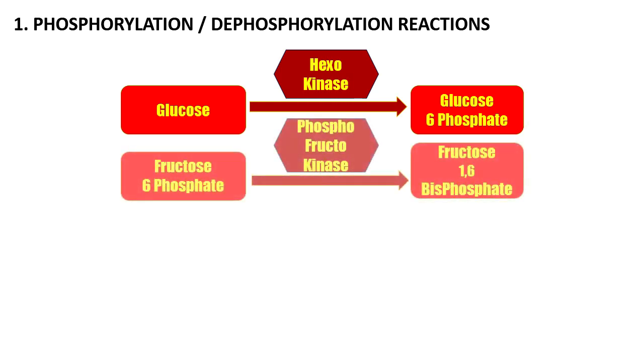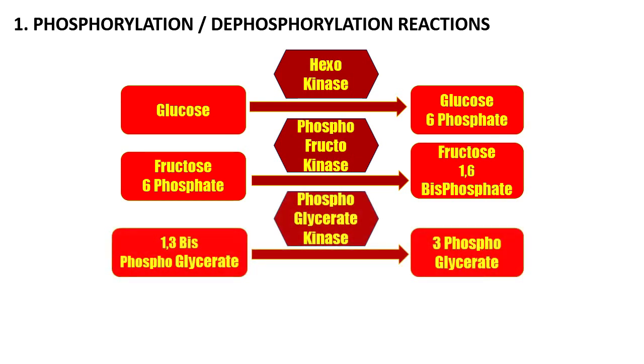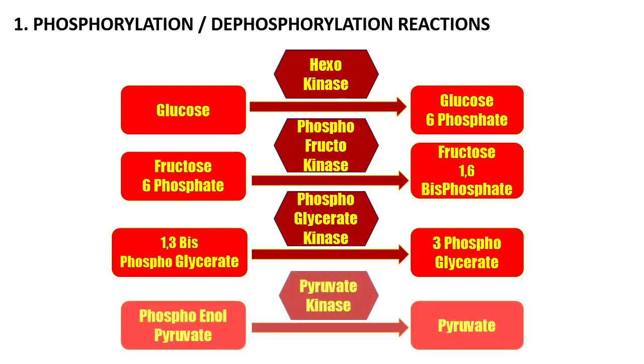Next, fructose 6-phosphate is converted to fructose 1,6-bisphosphate by the enzyme phosphofructokinase. Next, 1,3-bisphosphoglycerate is converted to 3-phosphoglycerate by the enzyme phosphoglycerate kinase. Lastly, conversion of phosphoenol pyruvate to pyruvate involves the enzyme pyruvate kinase.